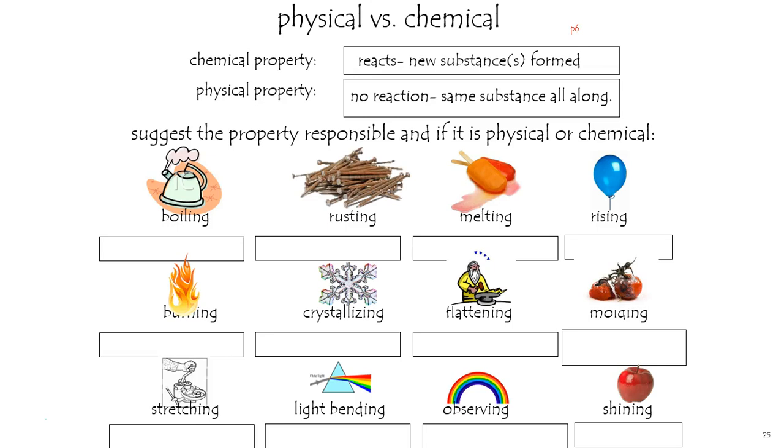An example of a physical test would be its melting point. It has changed the phase of the substance, but it has not destroyed it. For each of these processes here, let's guess the property responsible and determine if it's physical or chemical. Boiling. Well, it will differentiate substances based on their boiling point, but it doesn't destroy it, so it's a physical property.